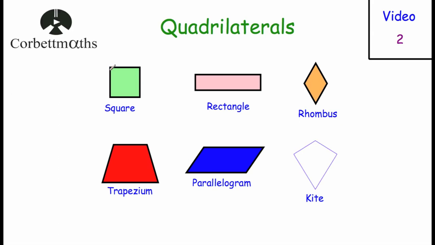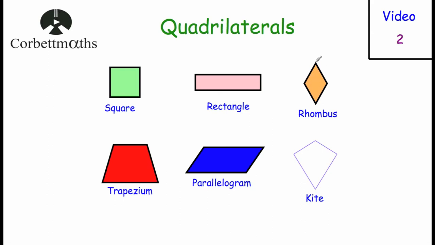Now in terms of their properties, a square has all sides the same length, it's got four right angles, and it's got four lines of symmetry down through the middle, across and diagonally as well. It's got an order of rotational symmetry 4. Then we've got a rectangle. For the rectangle, the opposite sides are the same length, so the top and the bottom would be the same length and the left and the right hand side of this rectangle would have the same length. Each of the angles is 90 degrees, it would have two lines of symmetry and order of rotational symmetry 2.